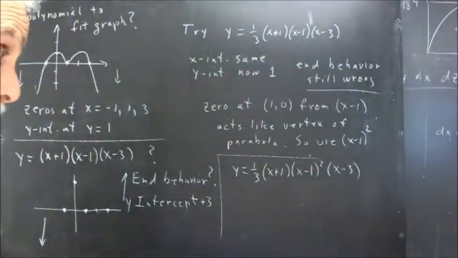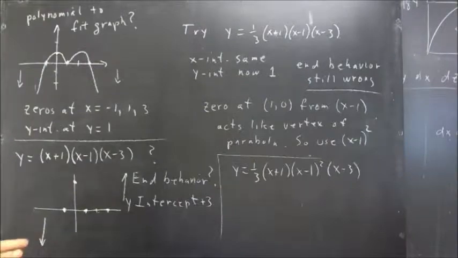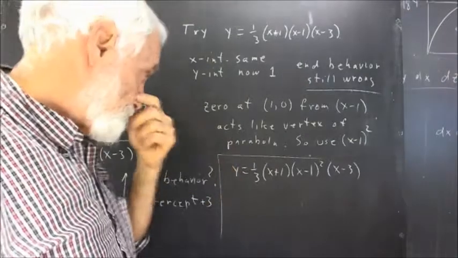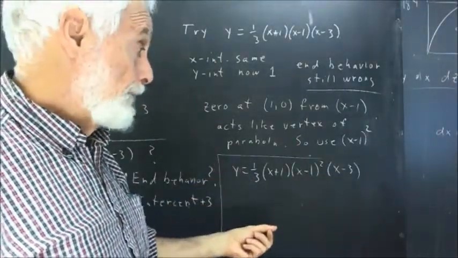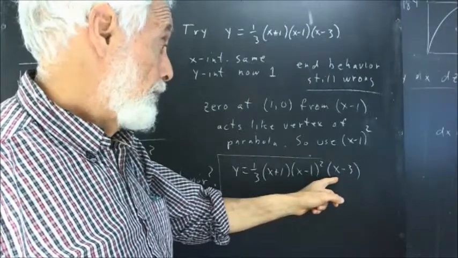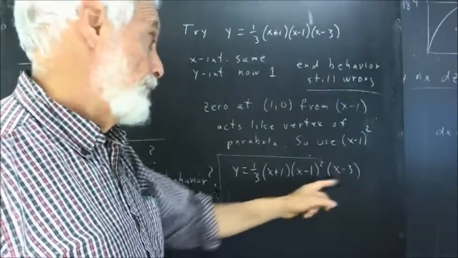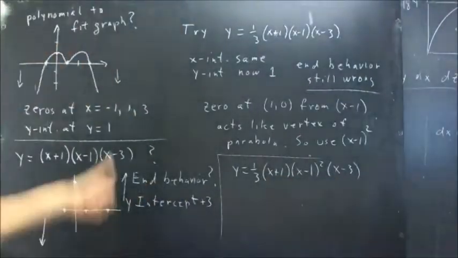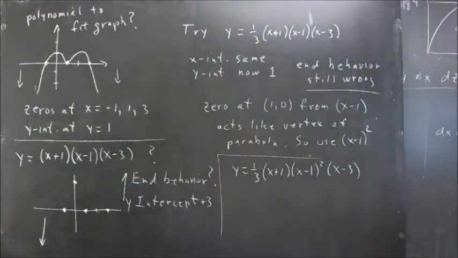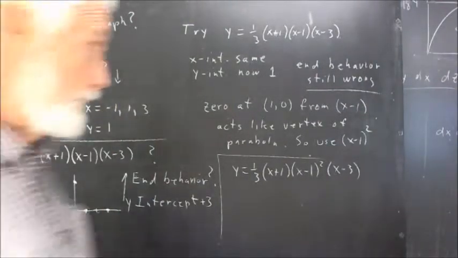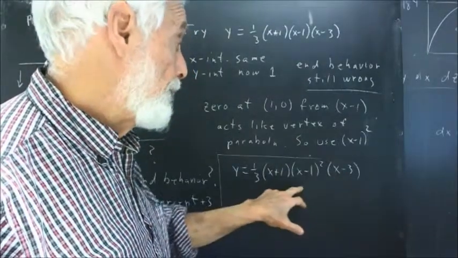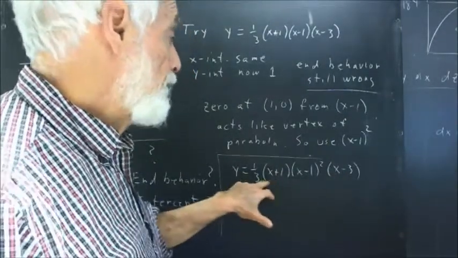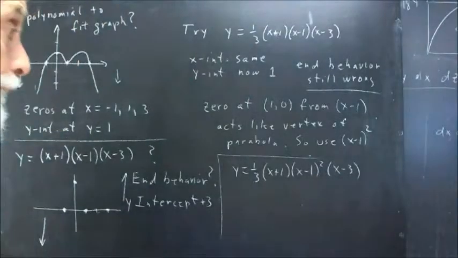The end behavior is now exactly what we want, in the sense that both ends act the same. If x is a large positive number, everything's going to be positive, so we're still going to have upward end behavior on this end. If x is a large negative number, this is negative and this is negative, and of course any square is positive, so we have a positive times a couple of negatives, that's positive.